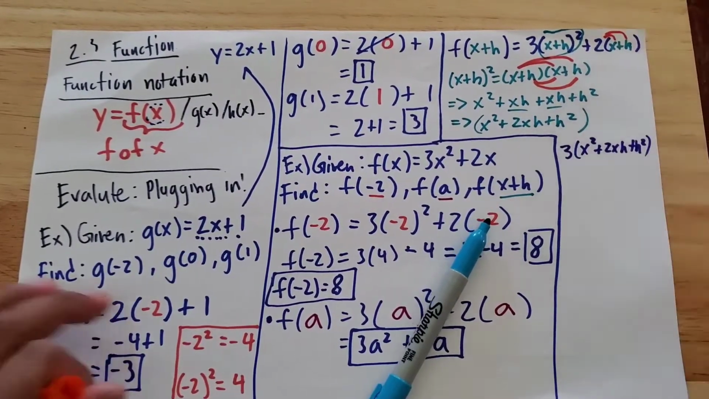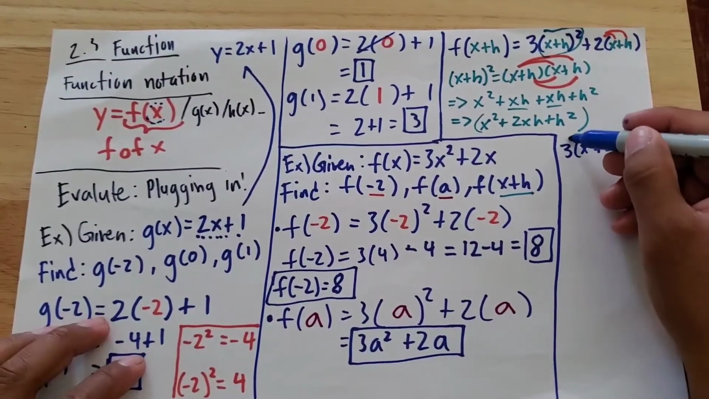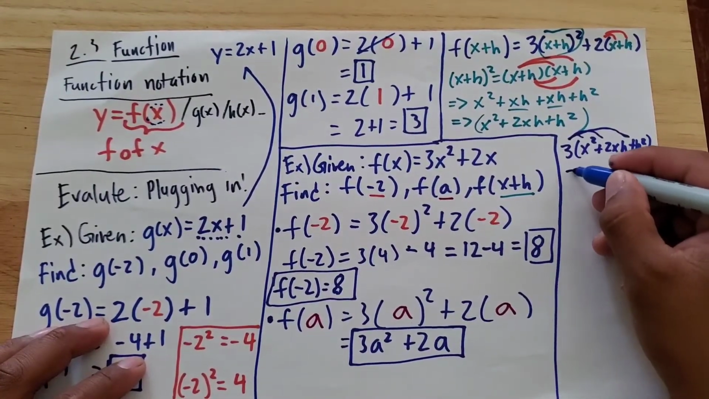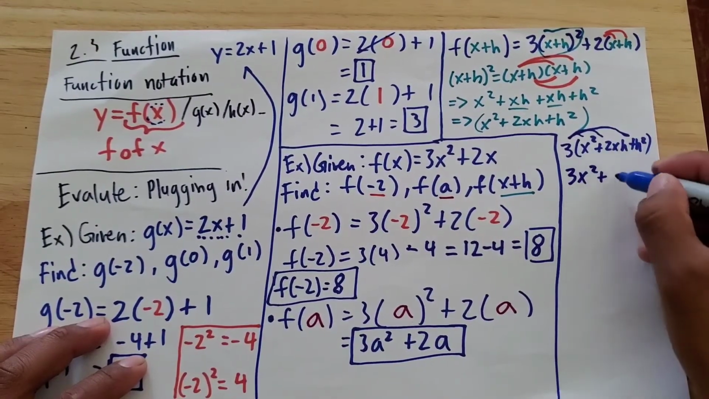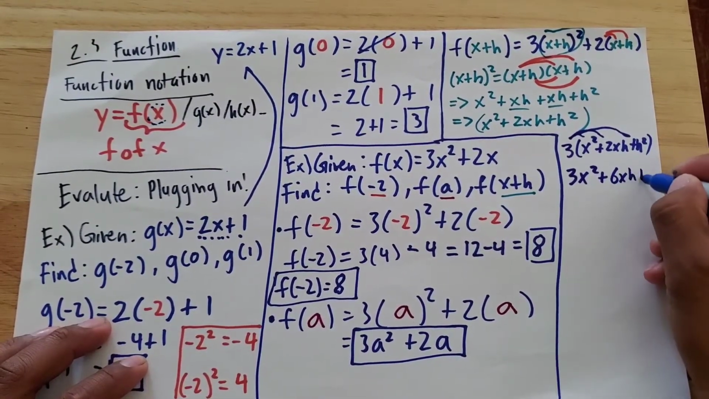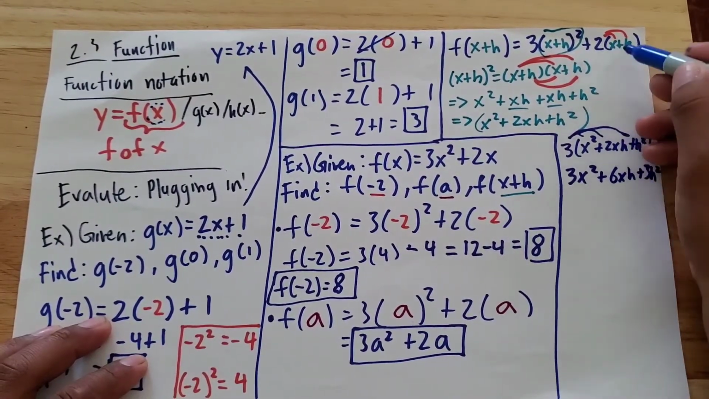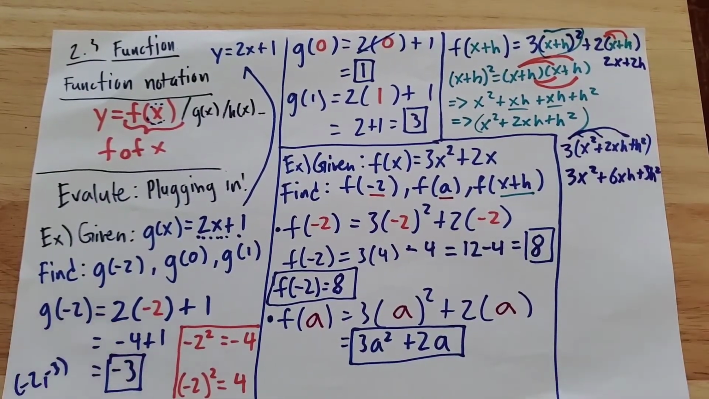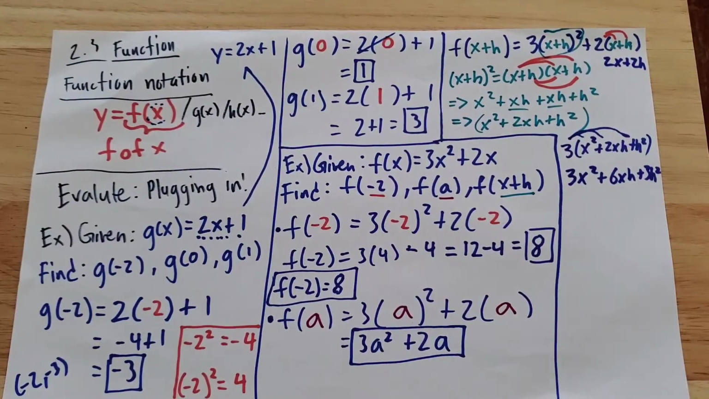And then don't forget, for this top one, all you have to do is distribute this 2 through. Then we're also going to have to distribute this 3 all the way through, which will become 3x squared plus 3 times 2 gives you 6xh plus 3h squared. This is simply going to become 2x plus 2h. Sorry, everything's crammed in there. I just ran out of room, but let me get a sheet of paper to finish this off.